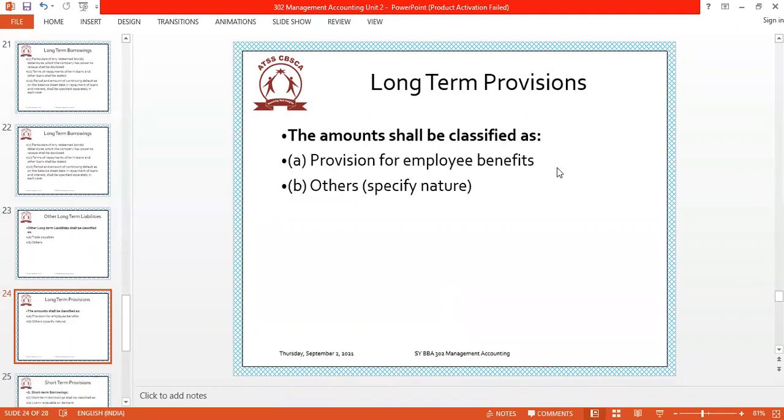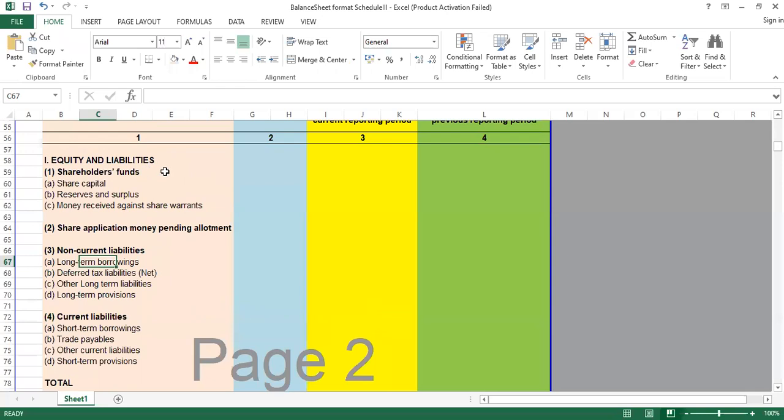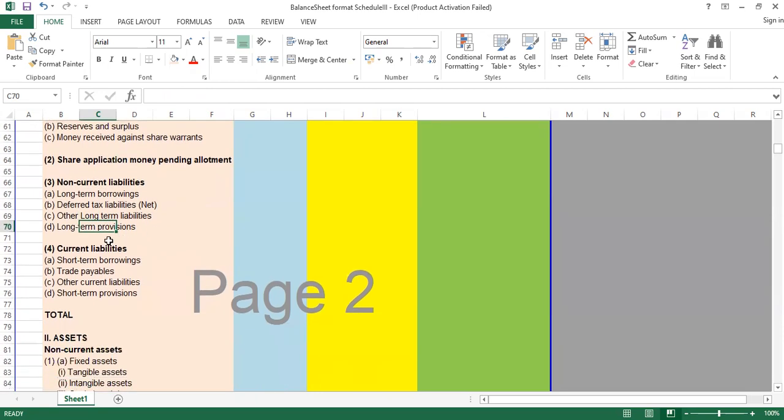Now we have something called long-term provisions. I'll take you back to this Excel sheet. What we are learning today is the balance sheet liability side. First, we discussed share capital. We have to mention all the different types of shares, the preference shares, the equity shares. Then we have to mention the different reserves, then the money taken against share warrants, share application allotment money. Then in non-current liabilities, we have long-term borrowings, deferred tax, other long-term provisions. And now we're focusing on long-term provisions.